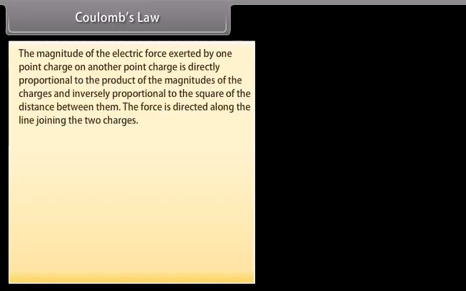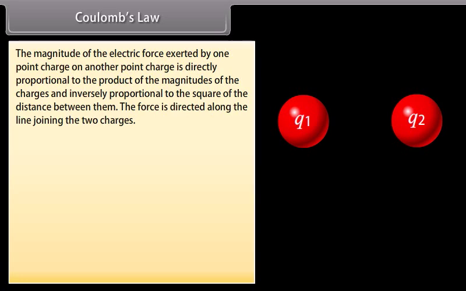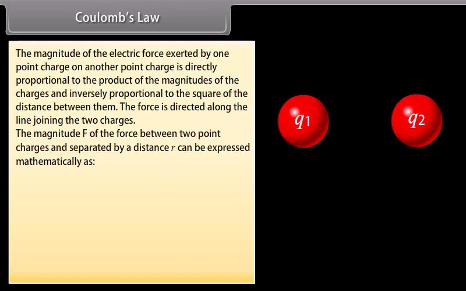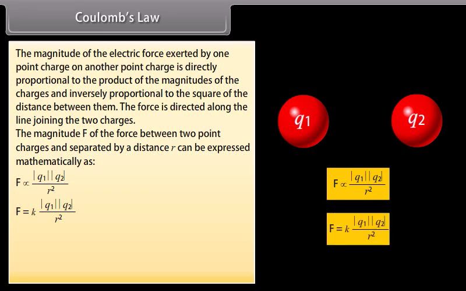Coulomb's law. The magnitude of the electric force exerted by one point charge on another point charge is directly proportional to the product of the magnitudes of the charges and inversely proportional to the square of the distance between them. The force is directed along the line joining the two charges. The magnitude F of the force between two point charges Q1 and Q2 separated by a distance r can be expressed mathematically as F = K |Q1| |Q2| / r². Here, K is a constant of proportionality.